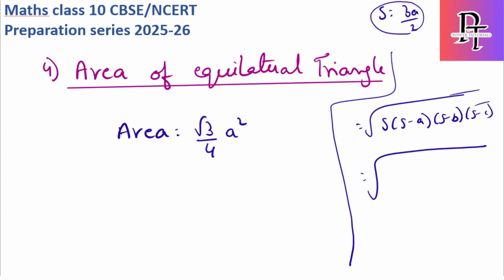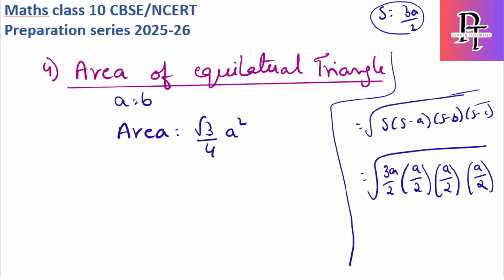So this becomes root of 3a by 2 into, 3a by 2 minus a, which becomes a by 2, into 3a by 2 minus a again becomes a by 2, and 3a by 2 minus c will again become a by 2. Why am I writing a's again? Because for an equilateral triangle, a is equal to b is equal to c. All three sides are equal.